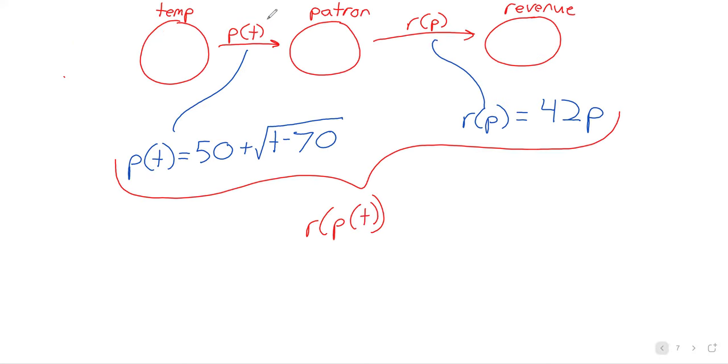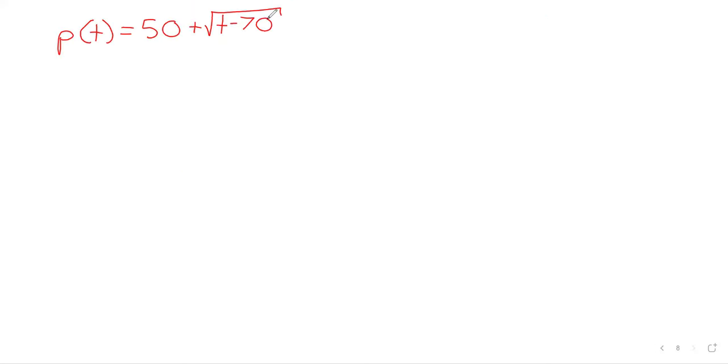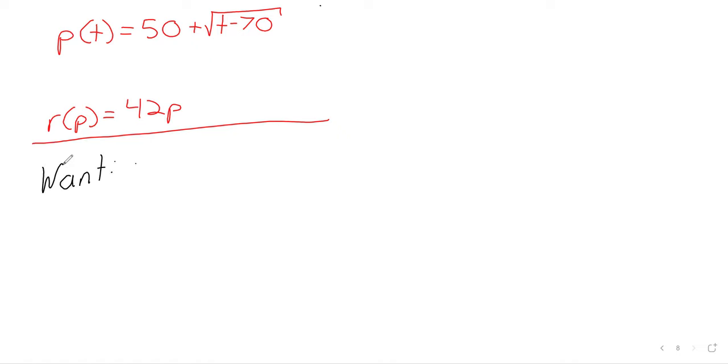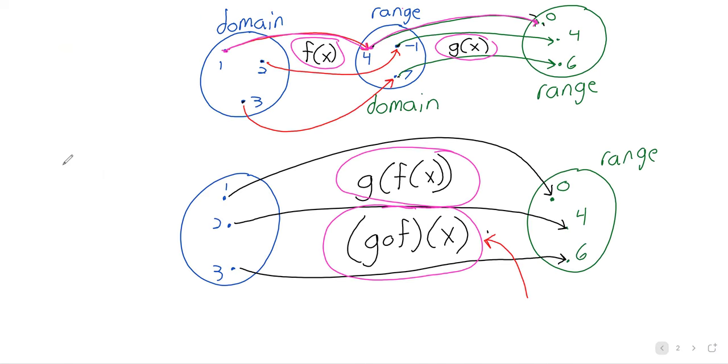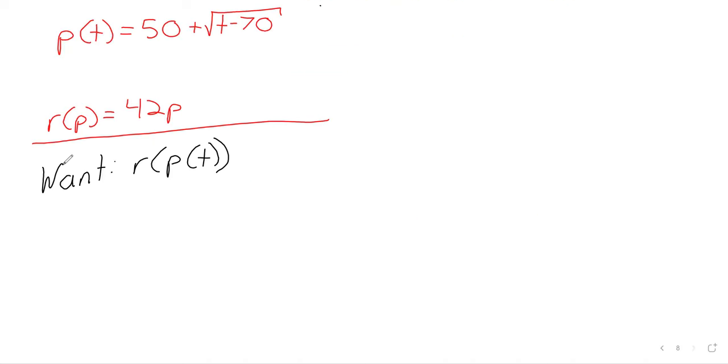Minus 70, R of P equals 42 P, and the function we're looking for, the composition that we want, is R of P of T. And again, the reason why I really like this notation, and the reason why I'm less fond of this open circle notation, is that I think this notation really drives home what's happening here.